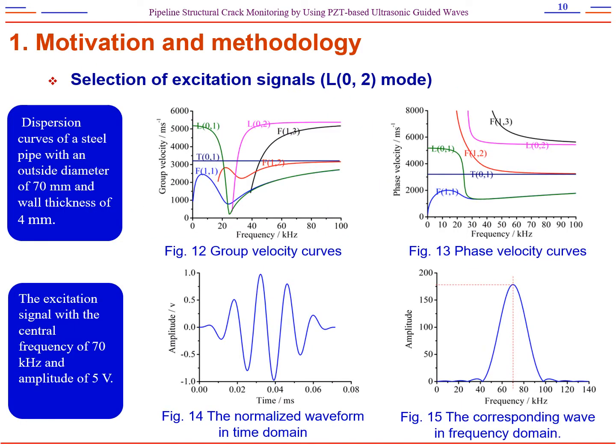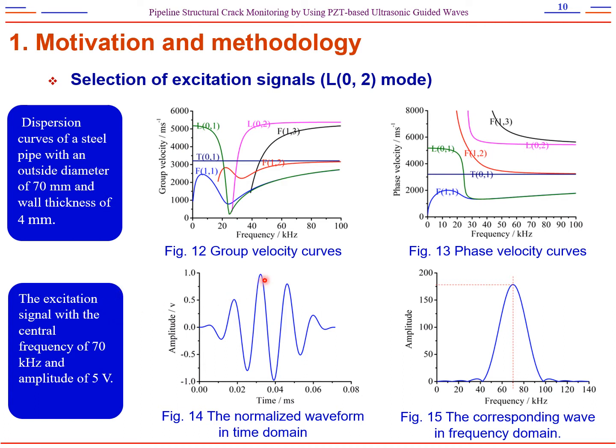The frequency dispersion and multiple modes properties of an ultrasonic guided wave can be illustrated by velocity dispersion curves. Figure 12 and 13 are frequency dispersion curves of a steel pipe which with an outside diameter of 17 millimeters and wall thickness of 4 millimeters.